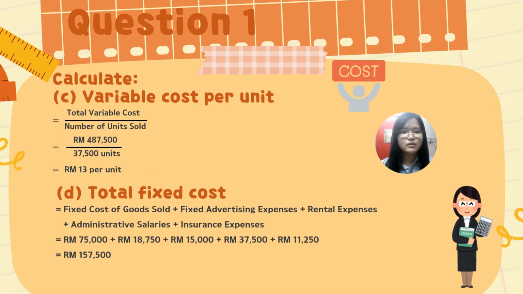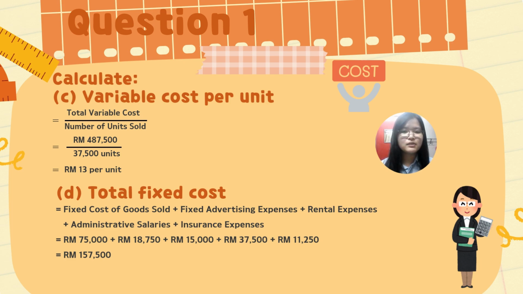C. Variable cost per unit. To find the variable cost per unit, we divide the total variable cost by the number of units sold. RM487,500 divided by 37,500 units equals RM13 per unit. D. Calculate the total fixed cost.